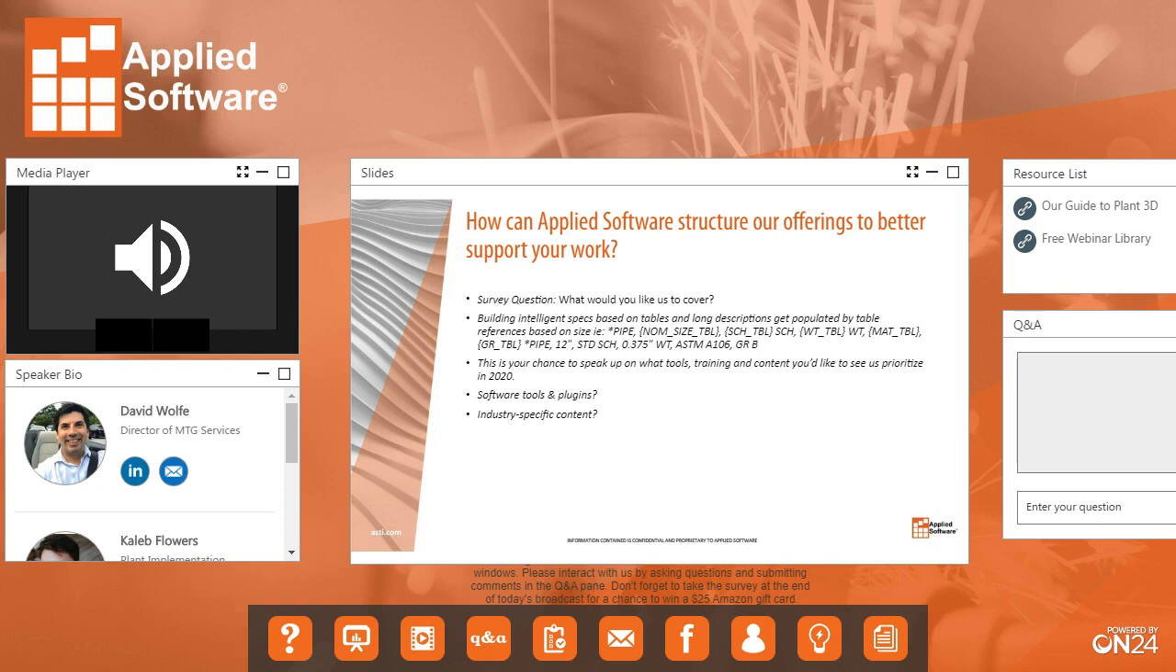Are there any specifics around how maybe you'd like to see that work? Perhaps, do we need to do plugins? Are there tools that need to be created? Or is it just additional content that's pre-configured? What would you like to see from Applied as we go into 2020 to help your P3D and P&ID processes go more smoothly?